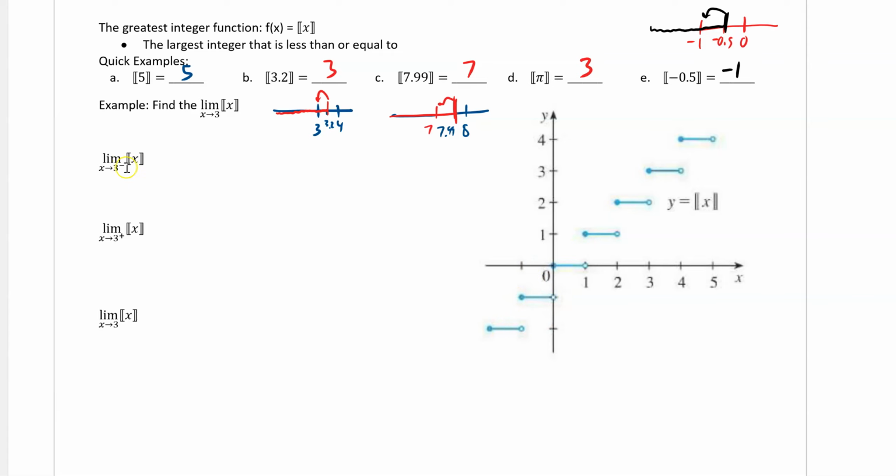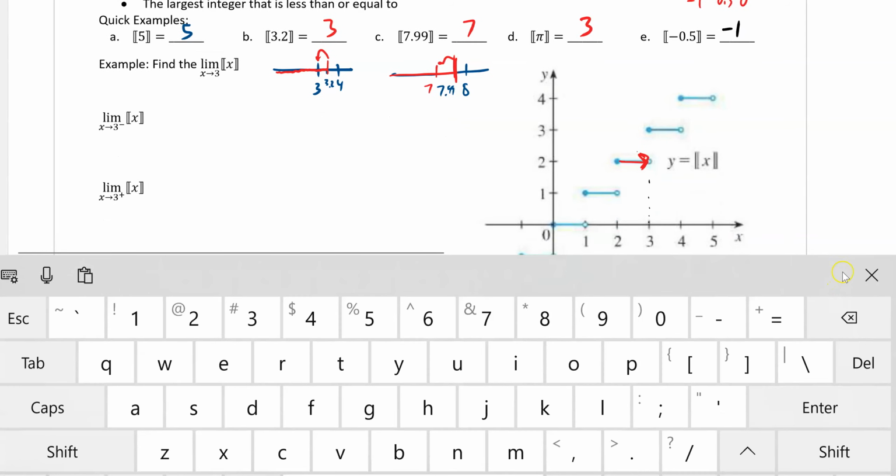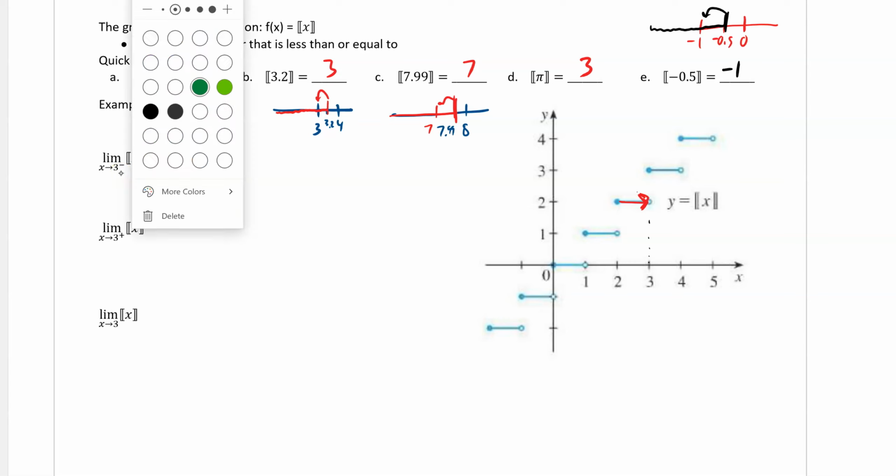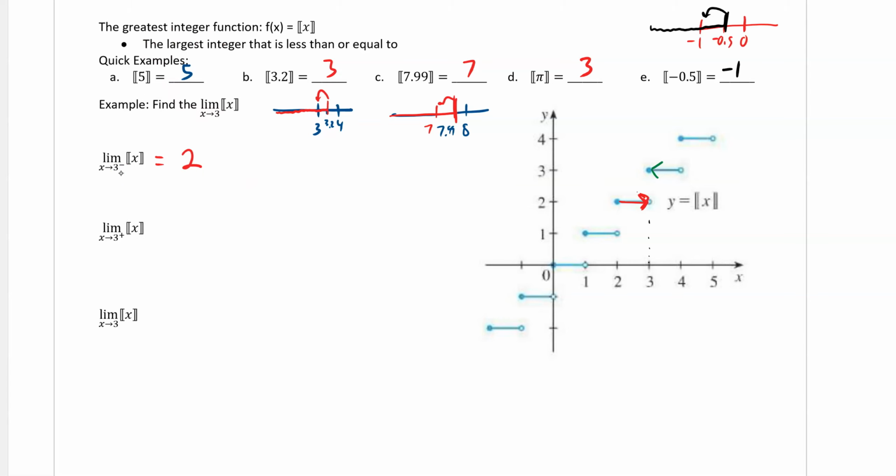So when you look at each of these, the limit as x approaches 3 from the left, we are here. So this would be from the left. As we're approaching from the left, we're in the 2's. So it would be 2.8, 2.9, and so on. So the limit as x approaches 3 from the left would be 2. X approaches 3 from the right would be 3. Therefore, the limits as x approaches 3 from the left and the right are different, so our answer does not exist.